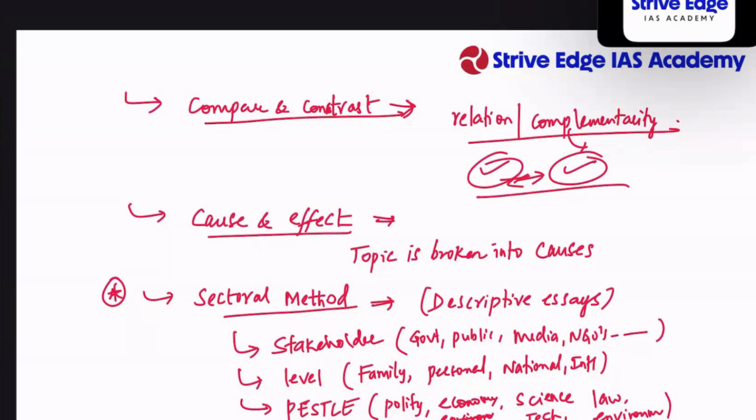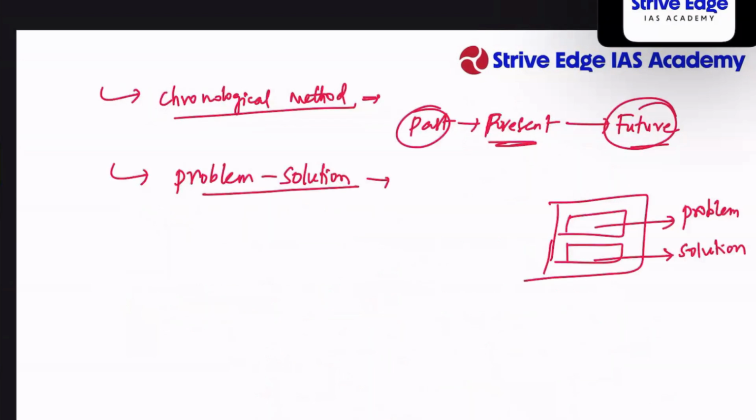Then the most famous and most generalist one, the sectoral method. Descriptive essays use this one. Different stakeholders, levels, PESTLE, and different dimensions will be the sectors. We make different sectors, and the body flows into that. Then the chronological method, past to present to the future, which provides all the evolutionary stages. Then we have problem and solution. When you identify a problem, you provide a solution for it.